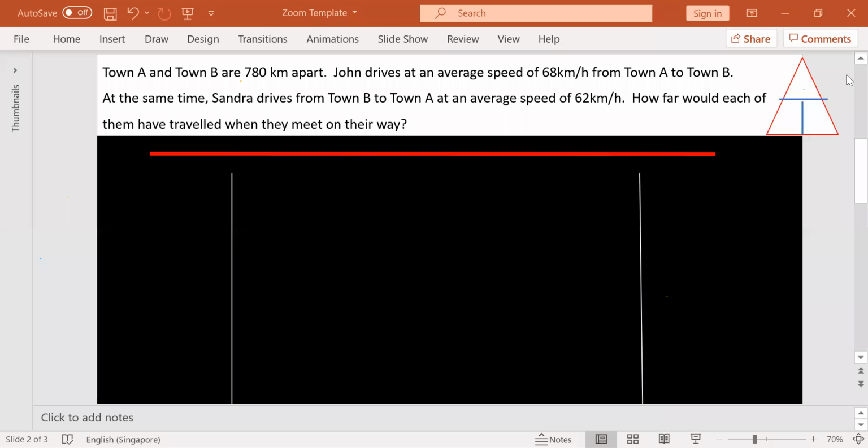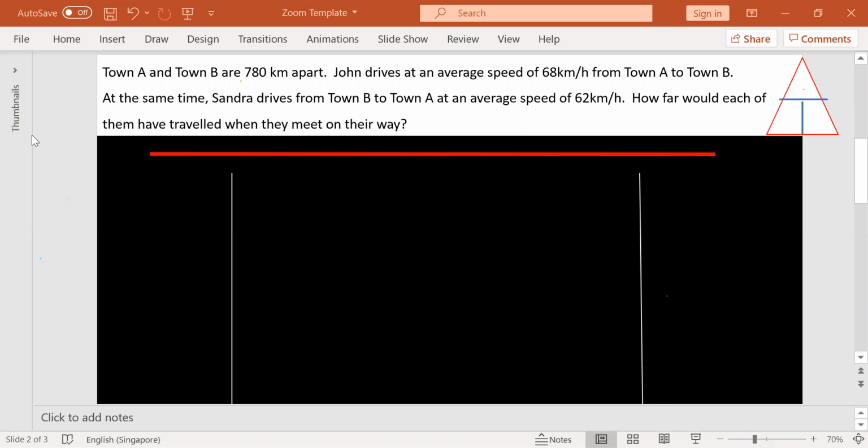Hello students, today we are going to take a look at a typical speed sum. As usual, using our OCA method, let's identify all the critical information that we can get from the question and identify the information that we need to provide for the question. I'm going to read the question now.